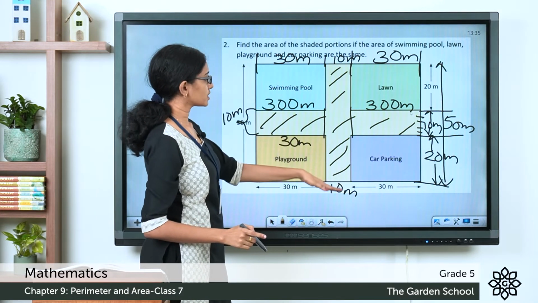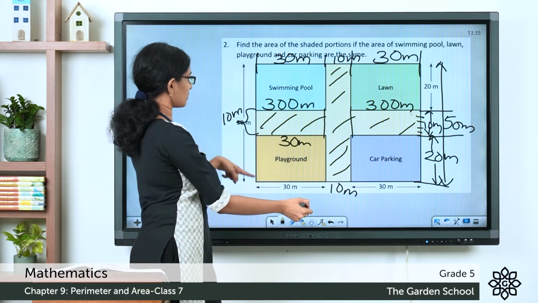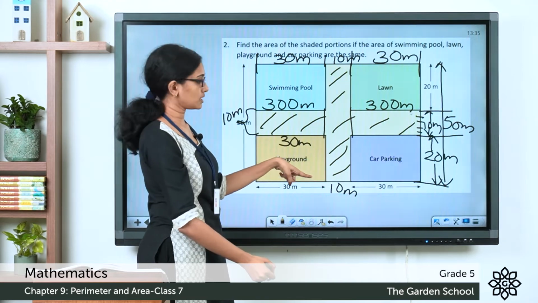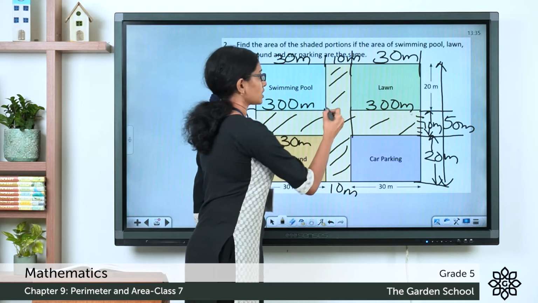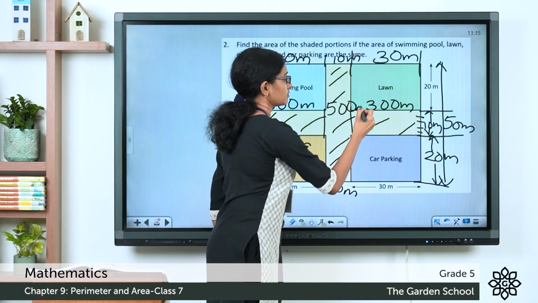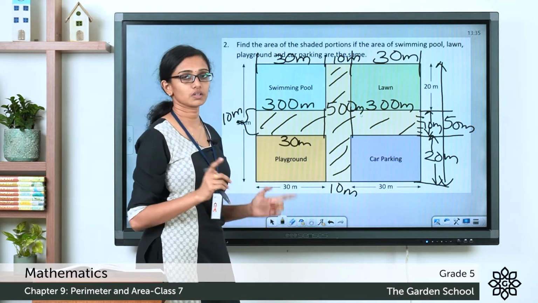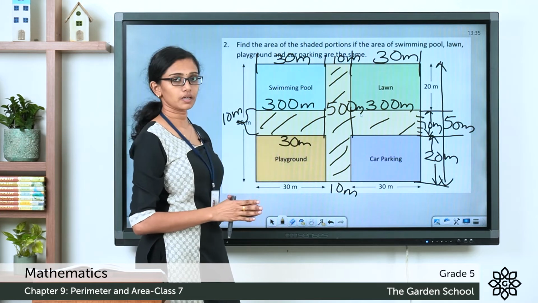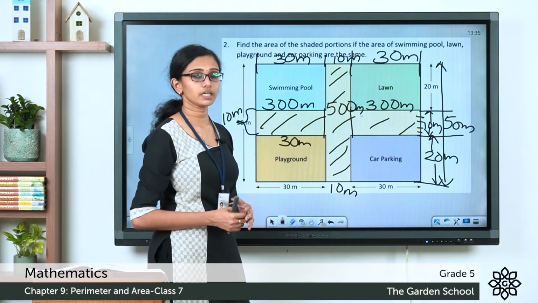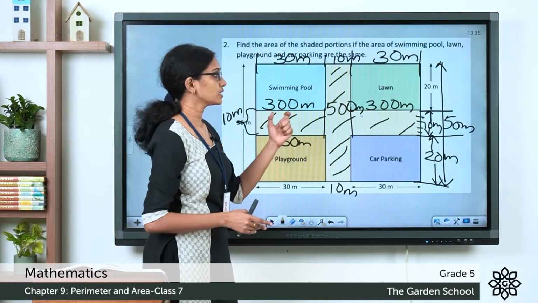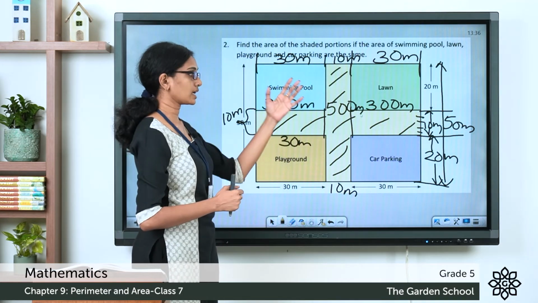Now, what is the area of this rectangle? The breadth is 10 meter and the length is the same length. This length is 50 meter and this length is 10 meter. So, the area should be 50 into 10 or it is equal to 500 meter. Now, we have to add the area of this one and this one together to get the total area of the shaded part. So, this is 300 plus 500, which is equal to 800 plus 300, and it is equal to 1100 square meters. So, that is the area of this shaded part, which is shaded in yellow color.